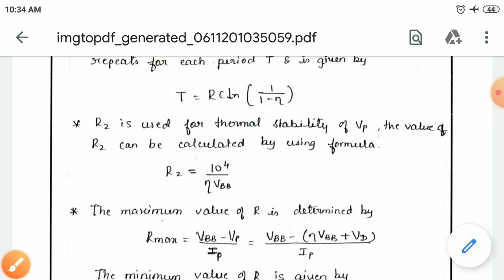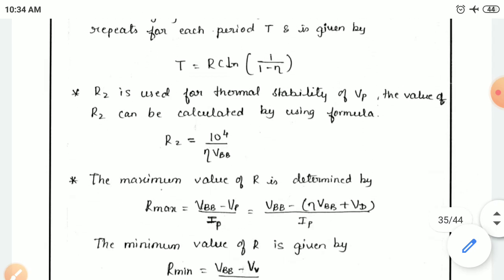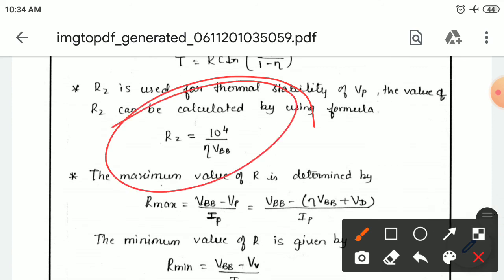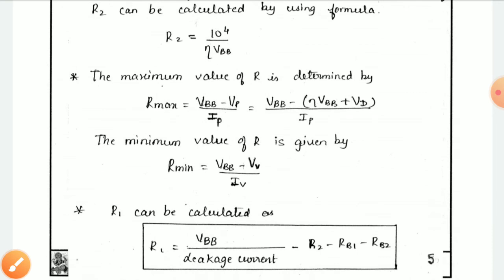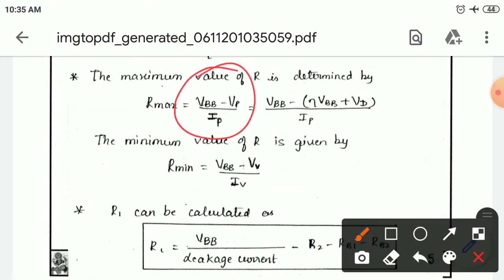Okay, so R2 is used for the thermal stability of VP, and R2 is calculated by using this formula. It is 10⁴ divided by eta times VBB. So eta is not efficiency, it's a ratio. Then the maximum value of R is determined by R max is equal to VBB minus VP divided by IP, where VP is eta into VBB plus VT.